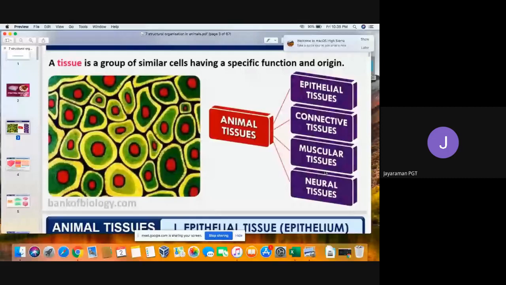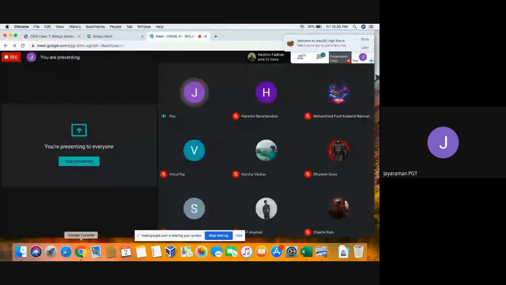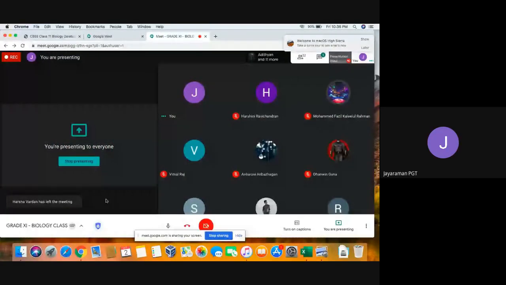Next is muscular tissues, muscles. All the muscles come under this. Major types of muscles are like skeletal muscles or cardiac muscles. Can you tell me what are the different types of muscles? Muscles are smooth muscles, skeletal muscles, cardiac muscles.